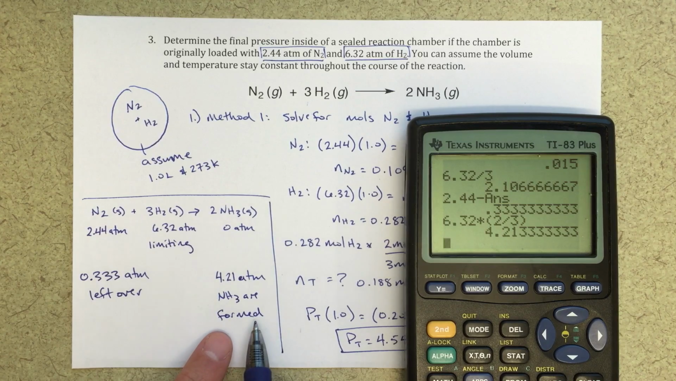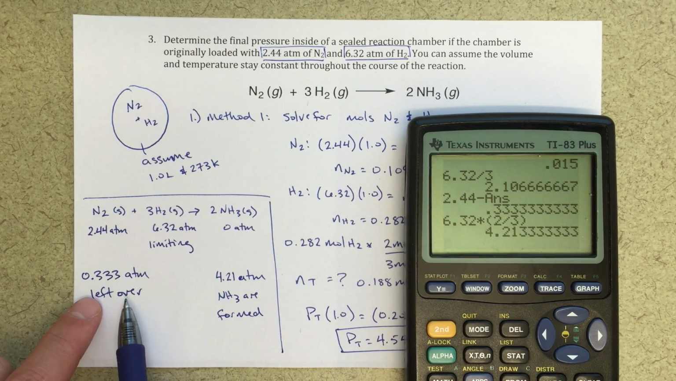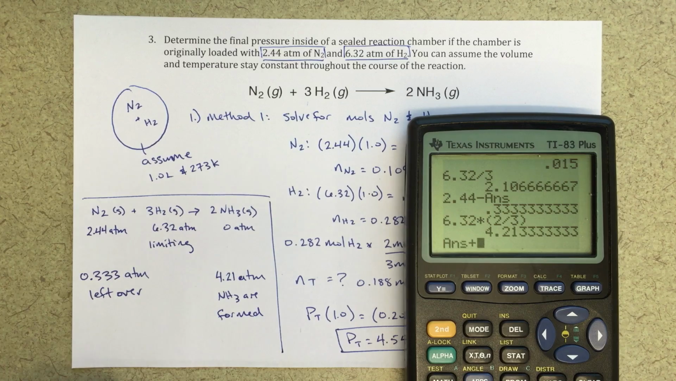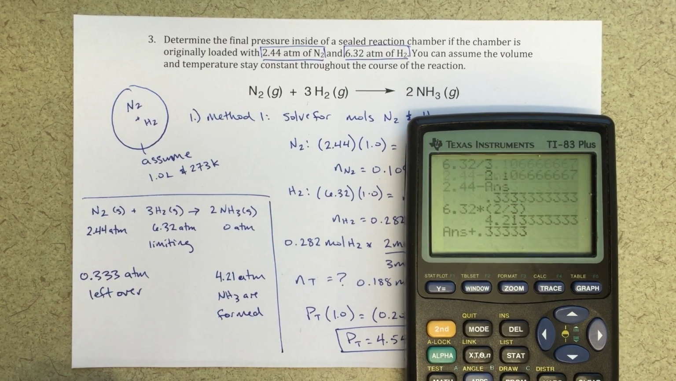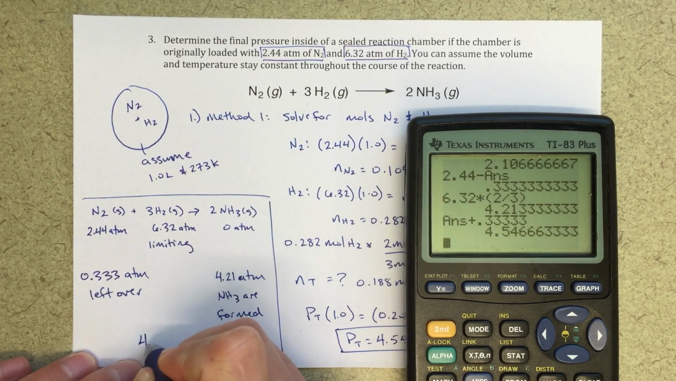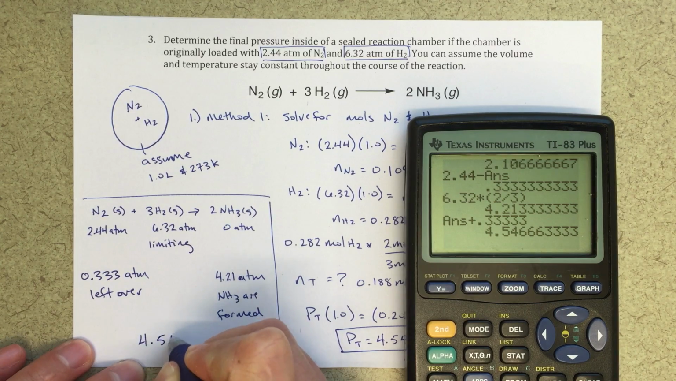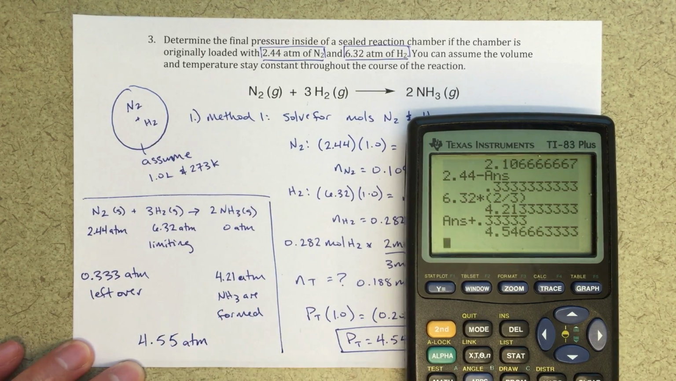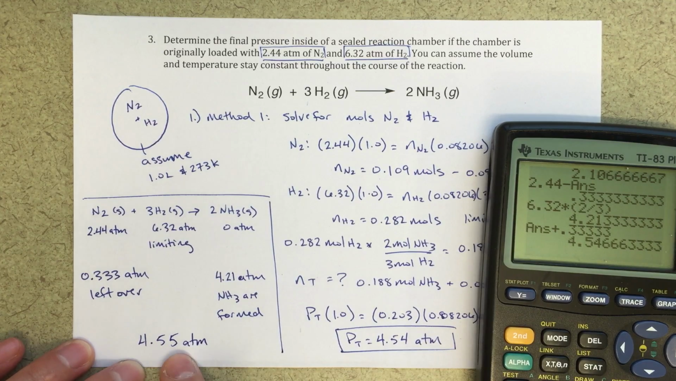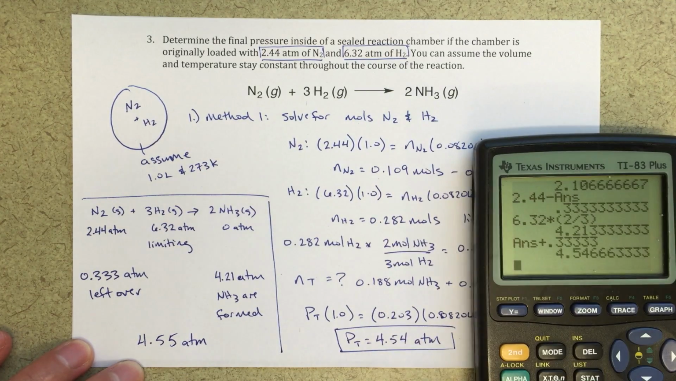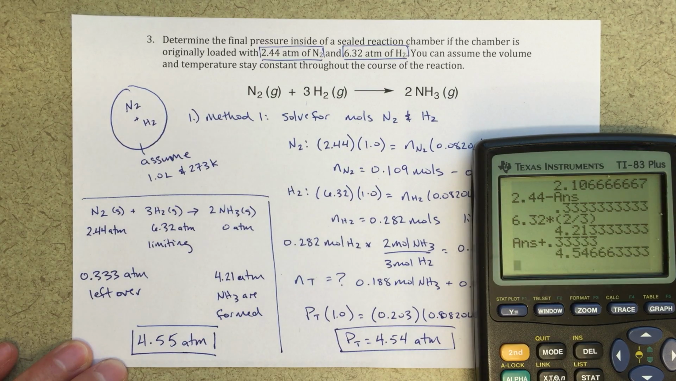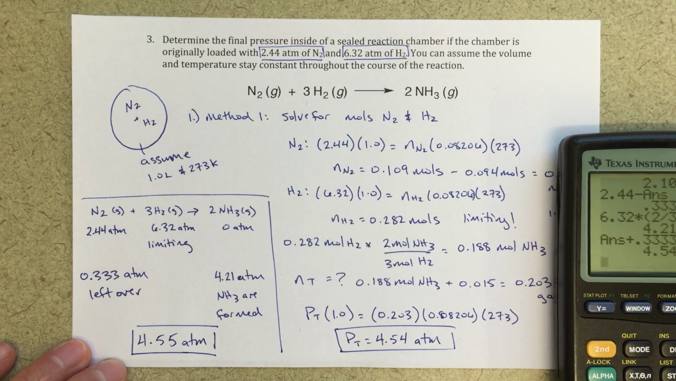So if this is my partial pressure of NH3, and this is my partial pressure of N2, I'm just going to add those together: 4.55 atmospheres. Depending on your rounding, you should get the exact same answer. So probably a little rounding error on my part over here, but 4.55 should be the same pressure that we get for both methods.